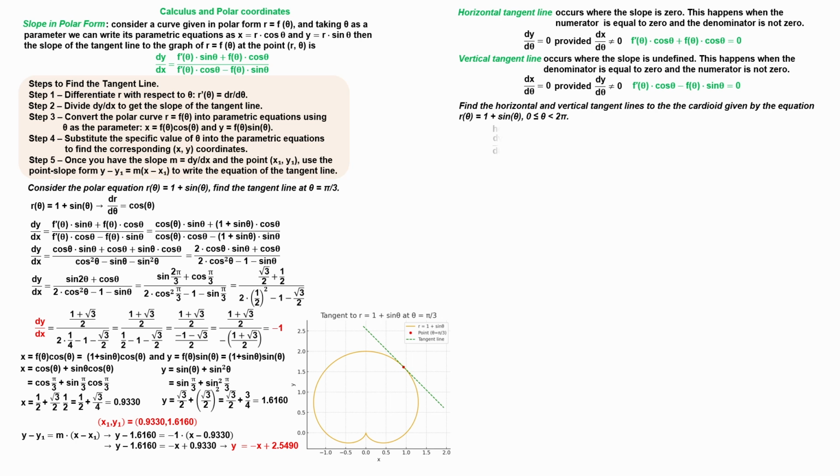A horizontal tangent occurs when dy/dθ is equal to 0. Taking the calculations already done in the previous example, we just have to solve the trigonometric equation. Notice that cosine of theta is a common factor in both terms. Factor it out.